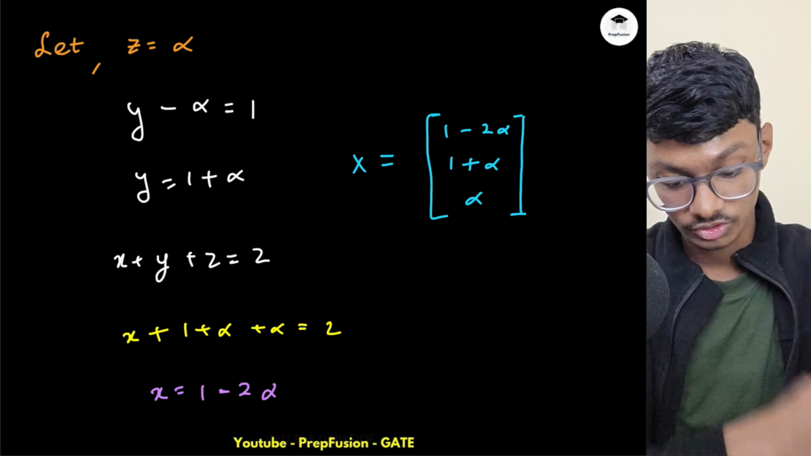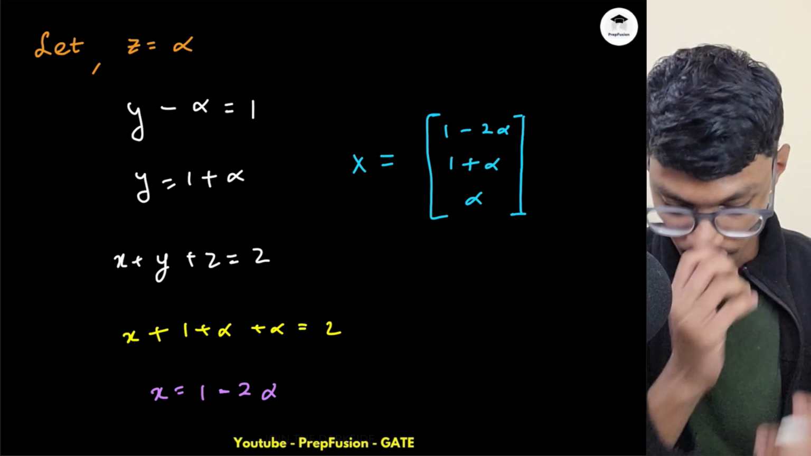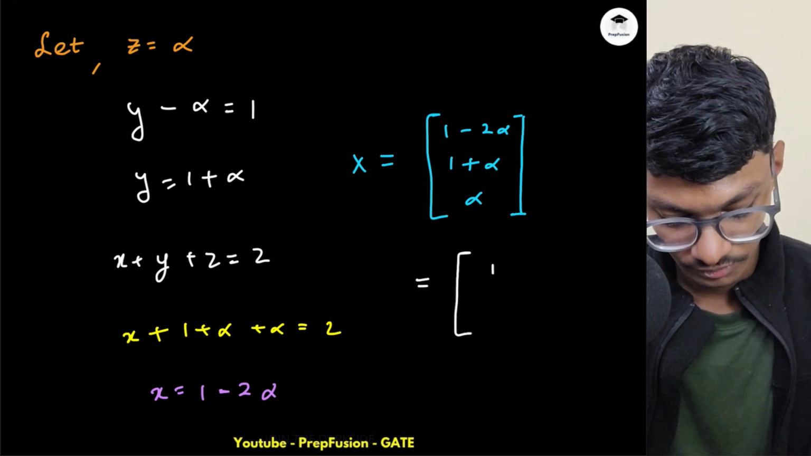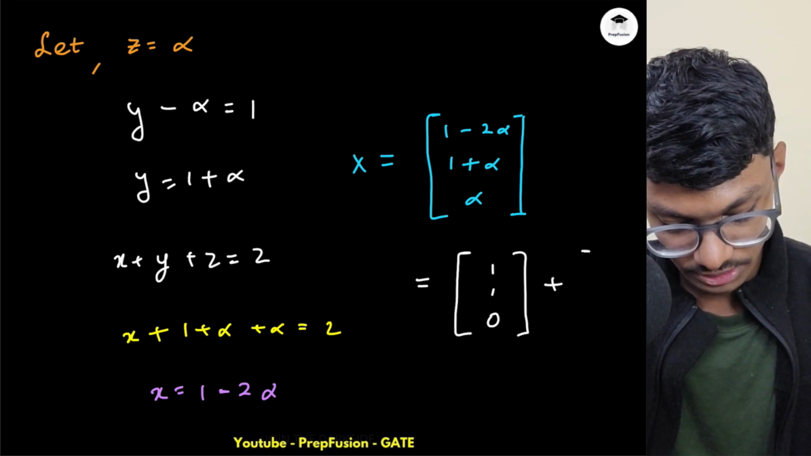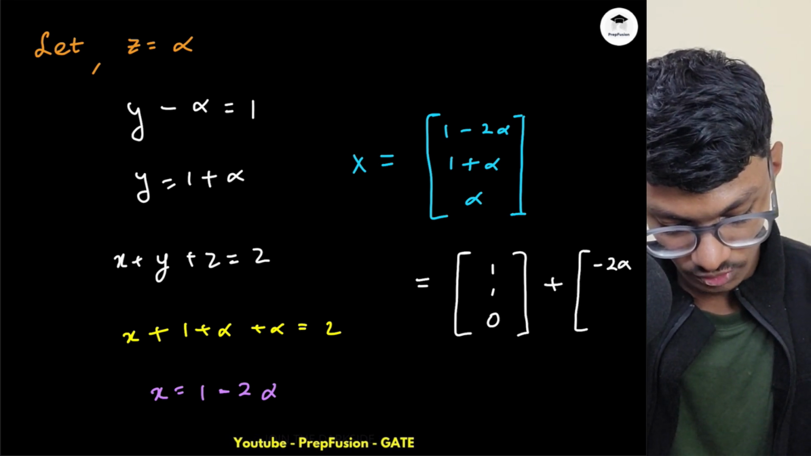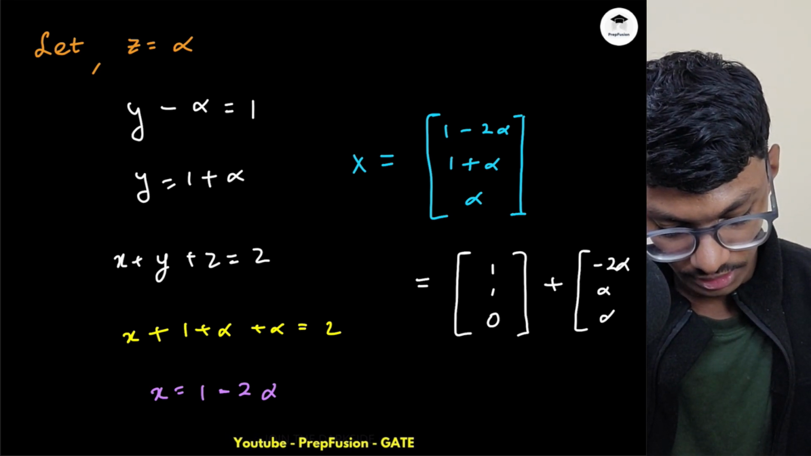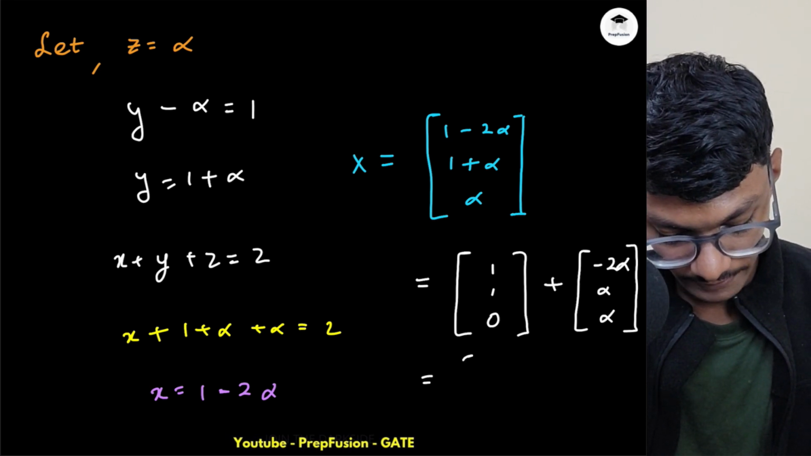So what I was saying is, I will write this as a summation of two solutions. I will write this equals 1 1 0 plus minus 2 alpha, alpha and alpha. Now I can take the alpha as common.